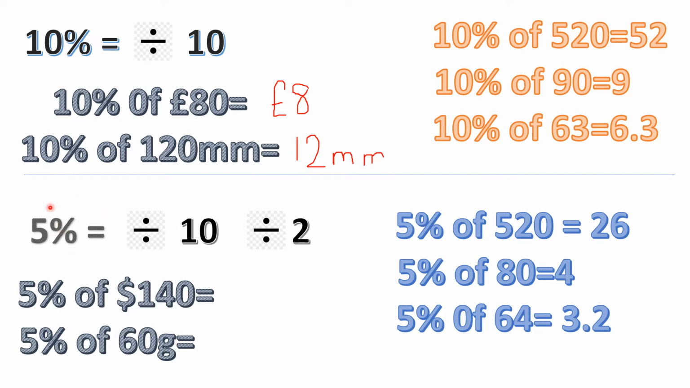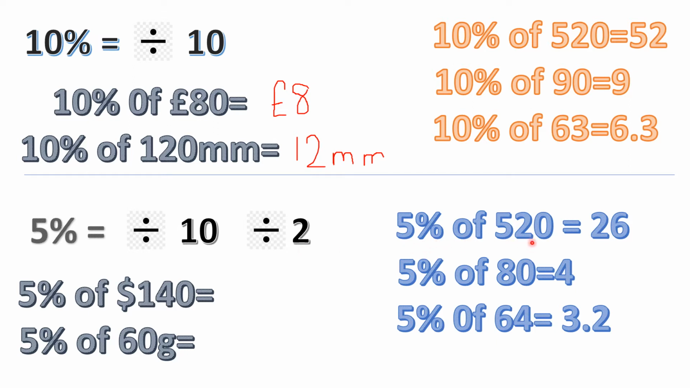So 5%. How do we work out 5% of a number? Very easy. You divide by 10, which gives you 10%, and then you divide by 2, because 5% is half of 10%. And that's why you divide by 2, because when you divide by 10, you get the 10%, and if you half the 10%, you get 5%. So that's why we are dividing by 2 as well. So let's have a look at some examples.